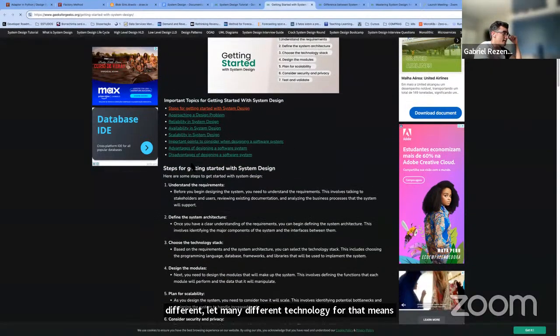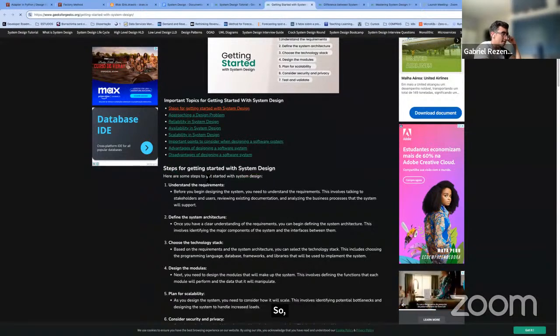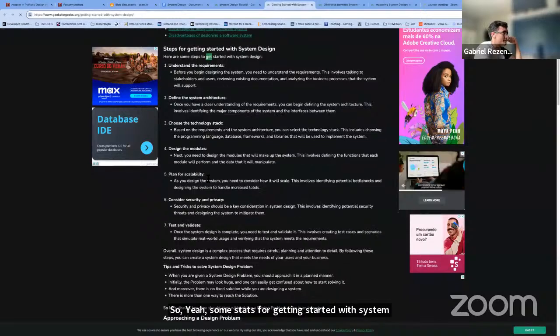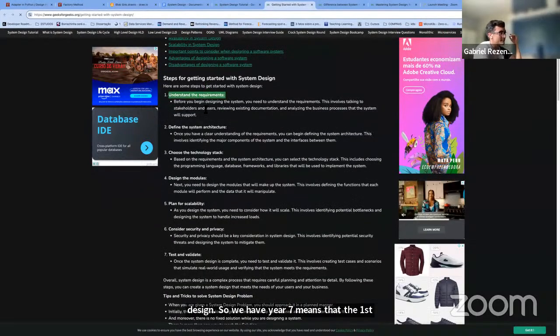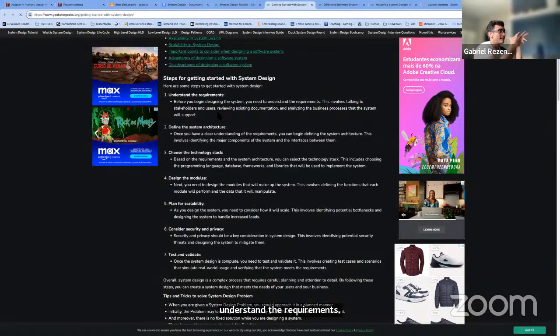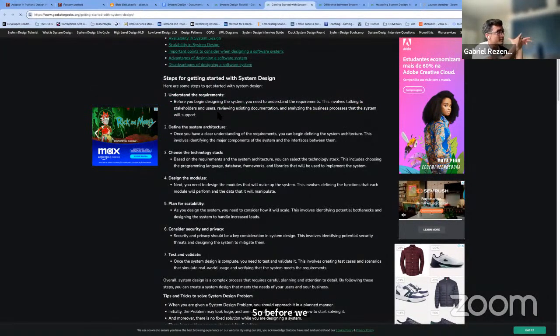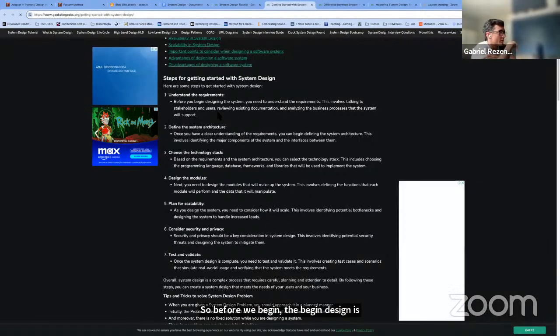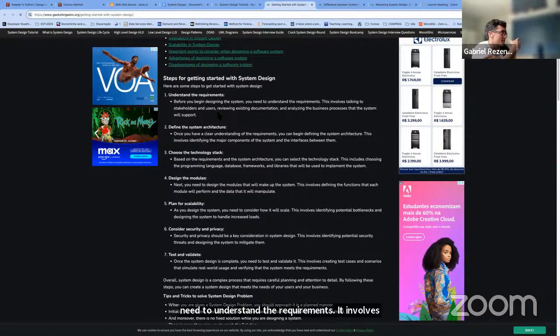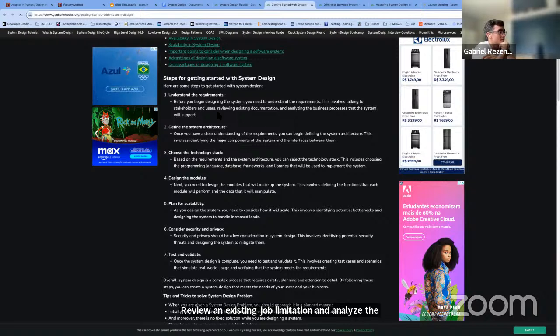So here are some steps for getting started with system design. So we have here 7 main steps. The first one is understand the requirements. So before you begin design the system, you need to understand the requirements. This involves talking to stakeholders and users, reviewing existing documentation, and analyze the business process that the system will support. This is a great point because most of the time the interviewer won't deliver all the requirements. So you have to ask them about what the system needs.